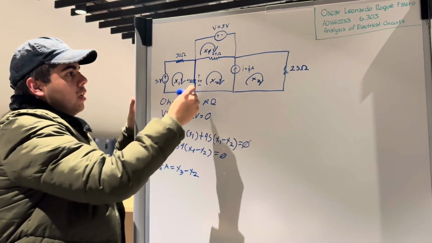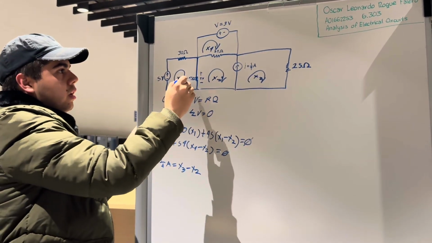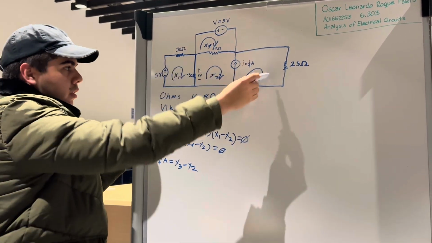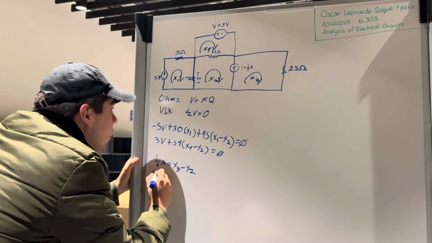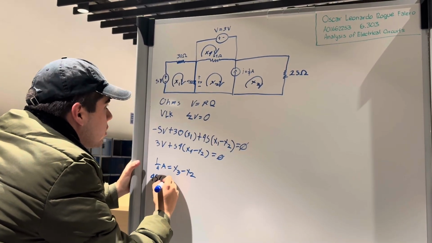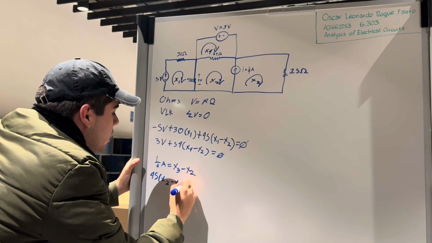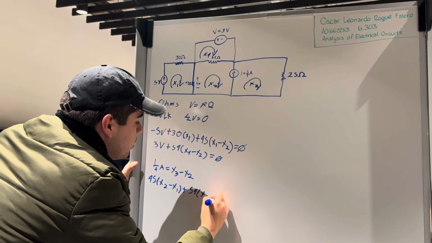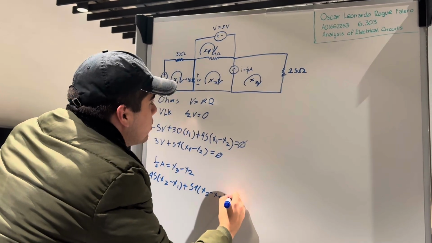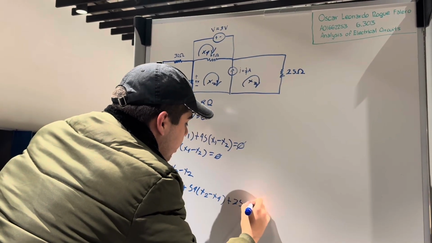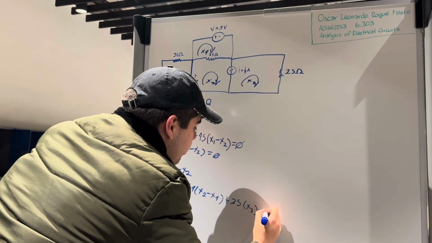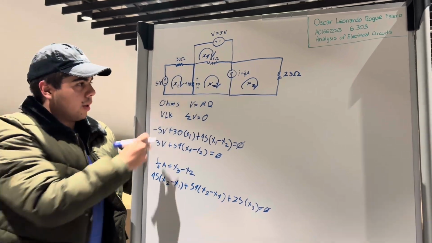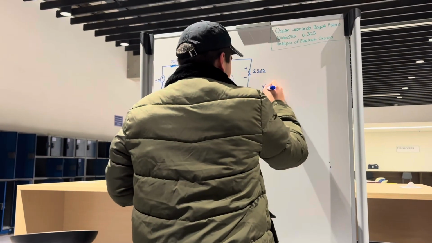And for our last one, we need to identify all the circuit that is outside our supermesh. It's this. So it's 45 times (x2 minus x1) plus 54 times (x2 minus x4) plus 25 x3. It's equal to 0. Now I'm gonna make a pause to calculate with my calculator the values of x. So now we have the value of all our x.